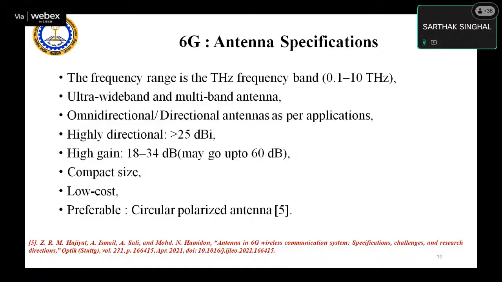And one more important performance aspect for this terahertz antenna is that directional antennas are, we can say, linearly polarized. But if we want to make the overall system orientation free, the antenna should be circularly polarized, at the transmitter and at the receiver also, so that there should be no signal loss.